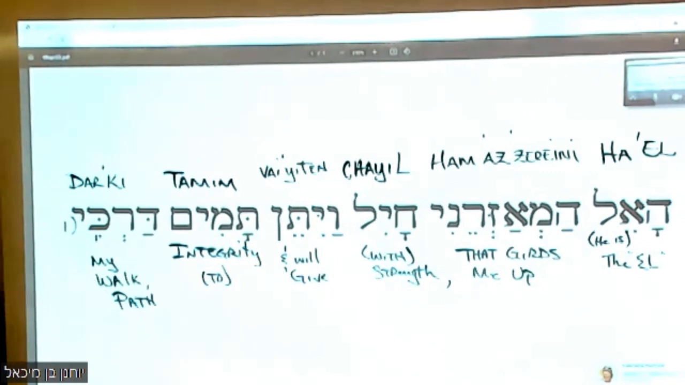So right here, this is what the psalmist is saying. Who is this El that you're talking about? He's the one that girds me up. He strengthens me, right? Scripture says I can do all things through Moshiach who strengthens me. He's the one who gives me my strength when I'm at my lowest point, and he keeps my walk straight, so I don't go to the right hand or to the left. What it says, straight and narrow.